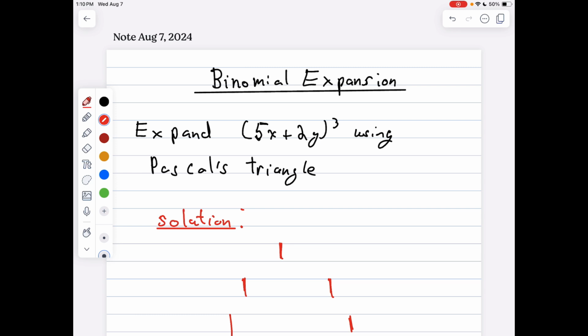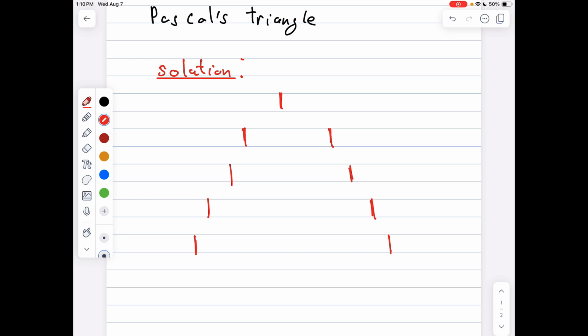Okay, so our problem here is to expand the quantity 5x plus 2y to the third power using Pascal's triangle. So let's start by looking at Pascal's triangle. Pascal's triangle is that image you see, for lack of a better word, a triangle. It starts with a 1 on the very top, and then we give some space, and then we go down a row or two, and then we put 1s at the end. Basically there are 1s all over here. Some people call this, instead of a triangle, a tree. You always have a 1 at the end, and you're going to have some stuff in the middle though.